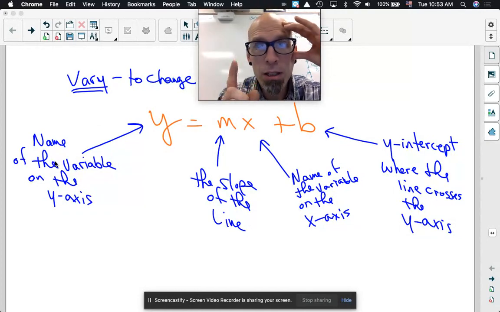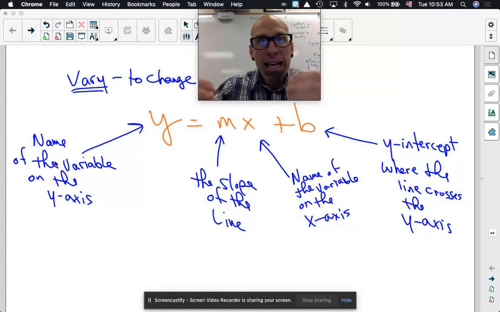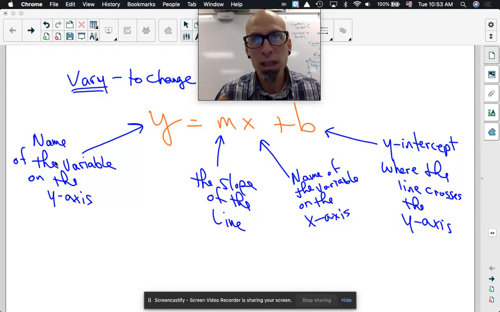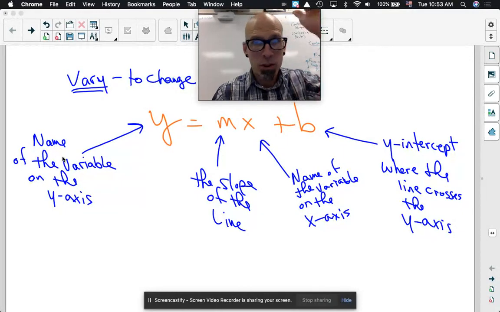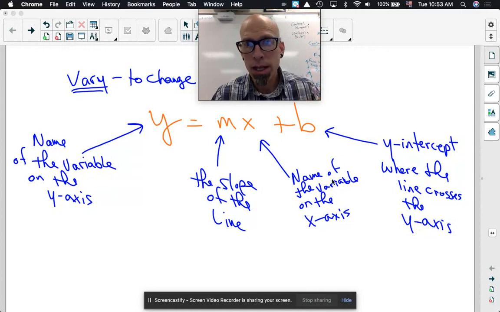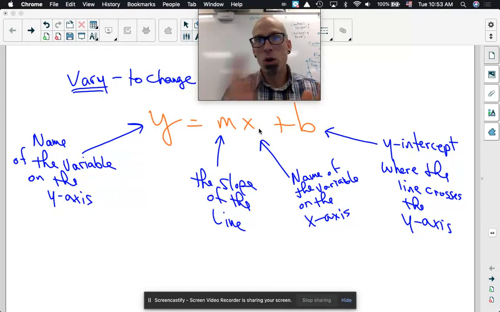They don't have a single value. So there's not just a number that goes in there. There could be a bunch of different numbers, a bunch of different values for those two variables. So whatever's on the y-axis, there's a whole bunch of y values. And whatever's on the x-axis, there's a whole bunch of x values.